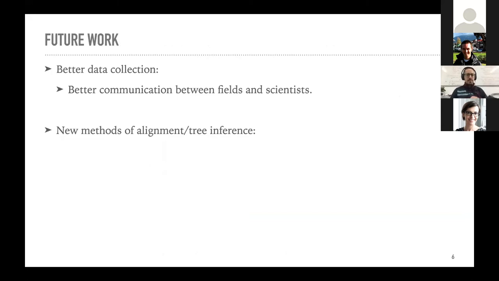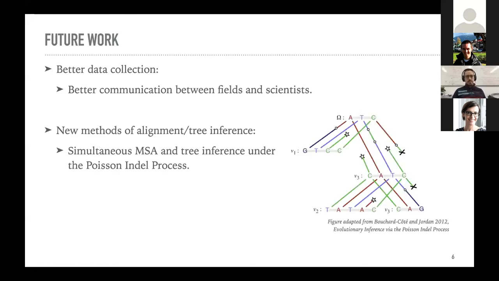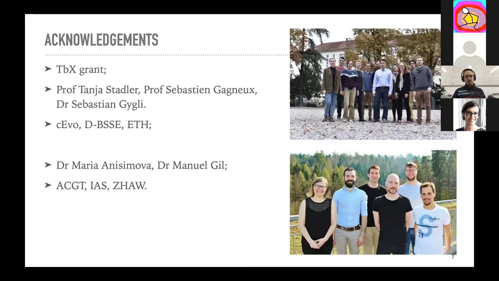However, the other thing that has always been a bit of a pet peeve of mine is that most of the time when we do tree inference on certain data, it's done on a multiple sequence alignment, which has been inferred based on some sort of a guide tree. So this is actually what I have been working on for the past 3 months in Maria Nisimova's group, which is simultaneous multiple sequence alignment and tree inference under an indel model. So this is my future work, and thank you very much for listening.